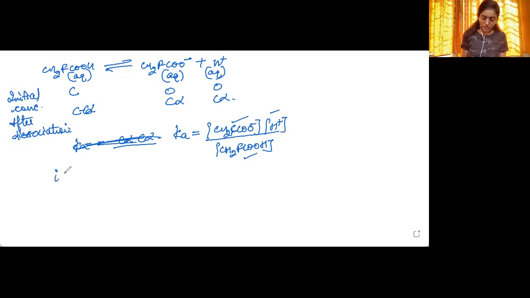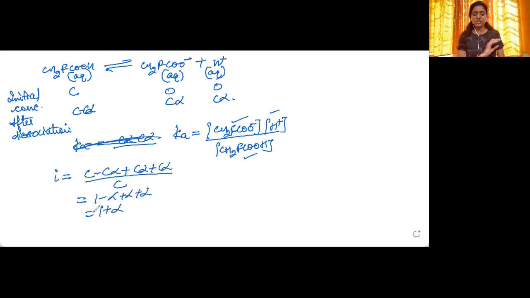Okay. So we know what is i. i is equal to C minus C alpha plus C alpha plus C alpha upon C. So it will be equal to 1 minus alpha plus alpha plus alpha. It will be equal to 1 plus alpha. We have already done this in the previous questions also. Okay. So from this, we can just say that alpha will be equal to i minus 1. So what was the value for i? It was equal to 1.0753 minus 1. So it is 0.0753. So this is alpha.